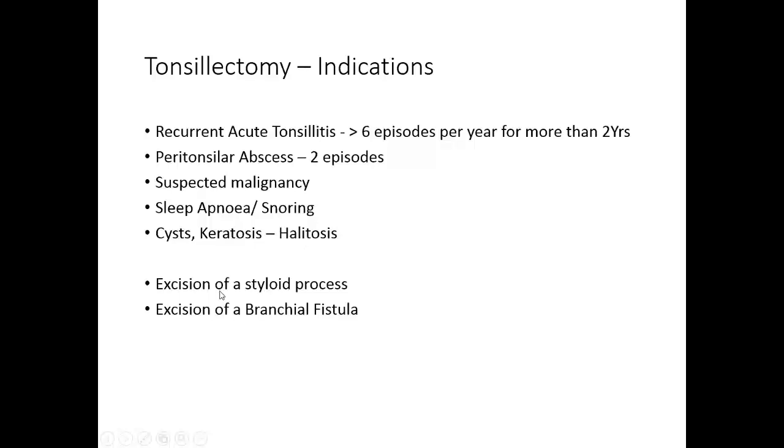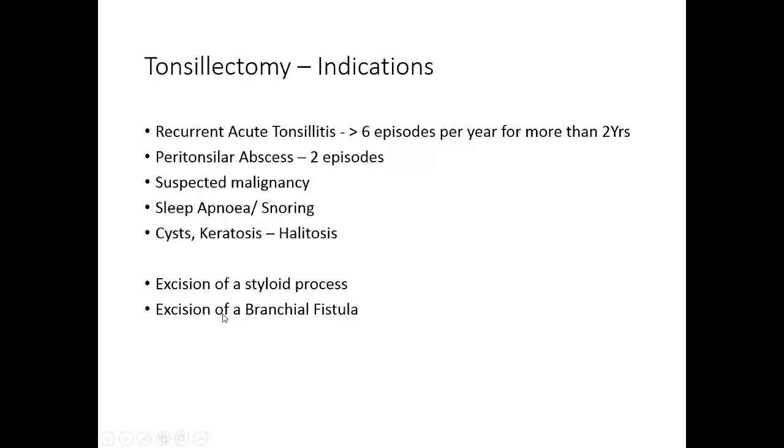Sometimes we remove the tonsil to access the styloid process. So in the case of an enlarged, elongated styloid process causing ear pain and throat pain, we remove the tonsil first, go through the superior constrictor muscles and dissect all the attachments of the styloid process before we can dissect it off the skull base and remove it.